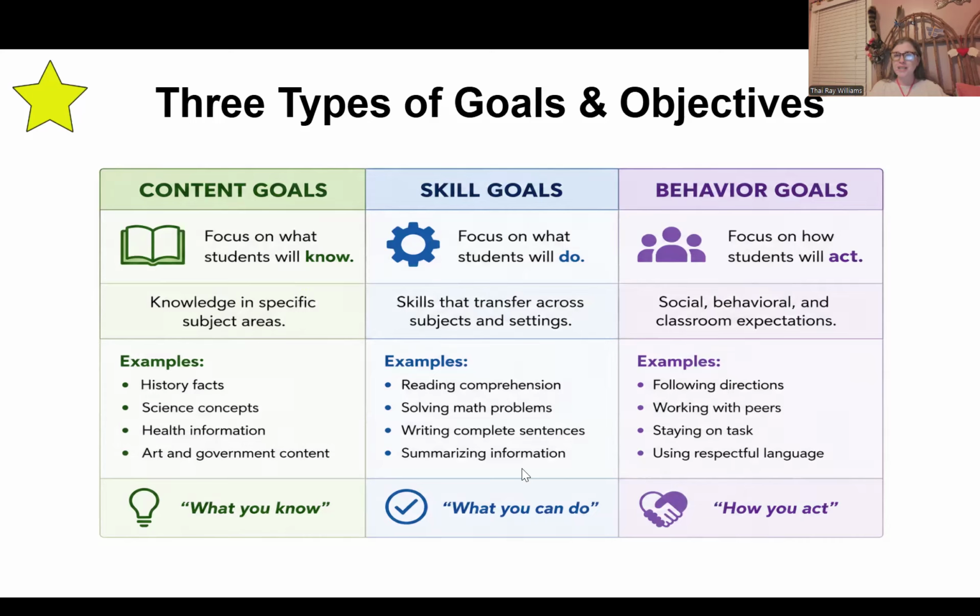And so here is that infographic that I told you about with that star up in the corner of the three types of goals and objectives. You have content goals, which are what students will know, skills goals are what students will do, and then behavioral goals are related to how students will act. Let's go ahead and take a screenshot of that. It's a great little infographic to keep for later on.